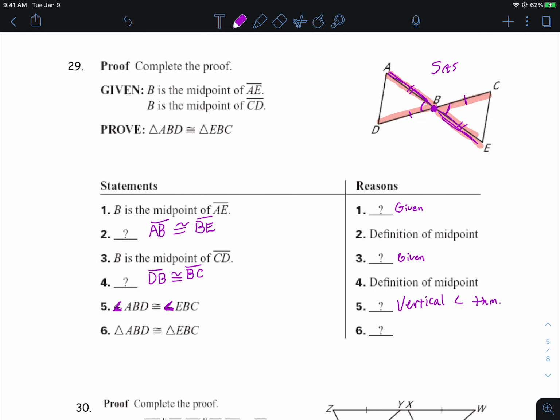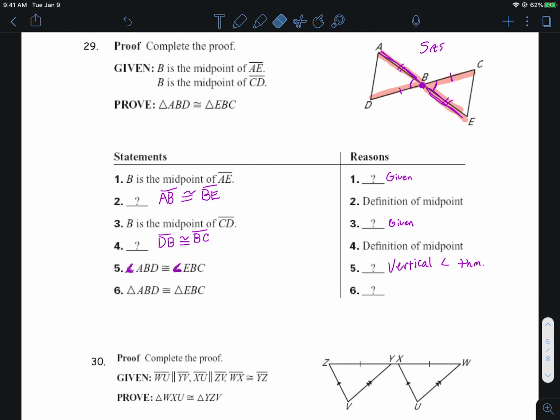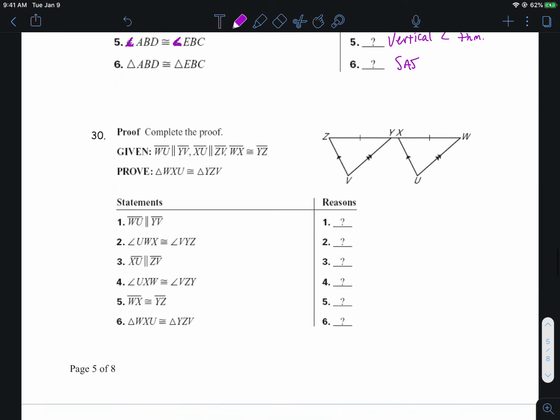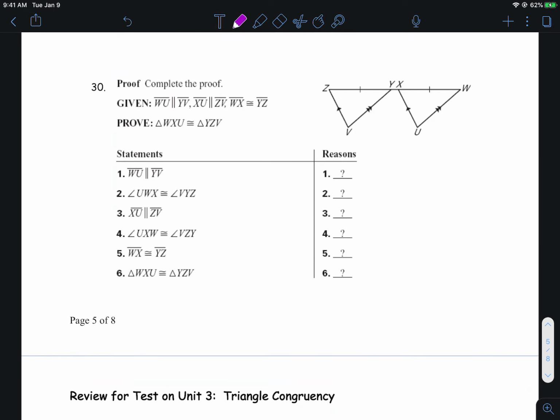On that one, vertical angle theorem just says all vertical angles are congruent to one another. All right, and then we said by side angle side that the two triangles happen to be congruent. So that's that. Okay, next one here is actually one from your notes that we've gone over here.